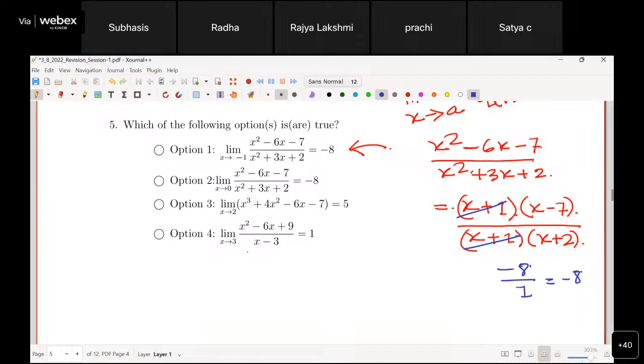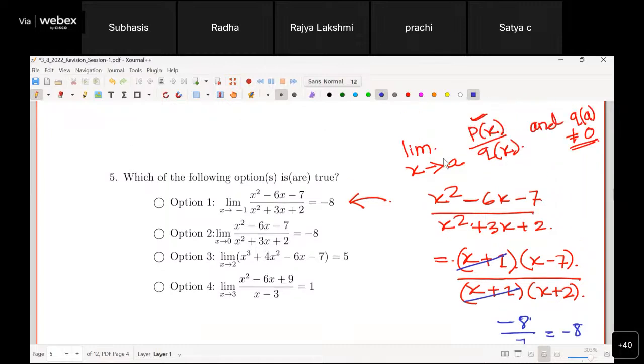So in some cases you have to check whether you can directly apply the substitution or you need to do a little more factorization and cancel some of the factors. That you need to check. So that's what I said: you first need to check whether q of a is 0 or not.